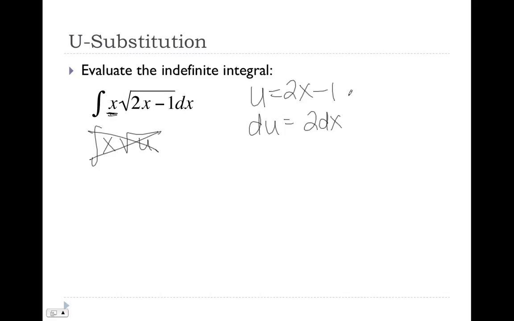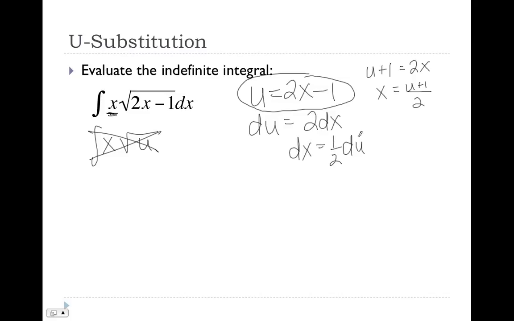So hopefully you remembered what to do. I need to take this u definition and solve it for x. So when I do that, I have u plus 1 is equal to 2x. I just added 1 to both sides. Divide both sides by 2, and I have x is equal to u plus 1 all over 2. Okay? And du is equal to 2 dx. So dx is equal to 1/2 du. That might be worth knowing.